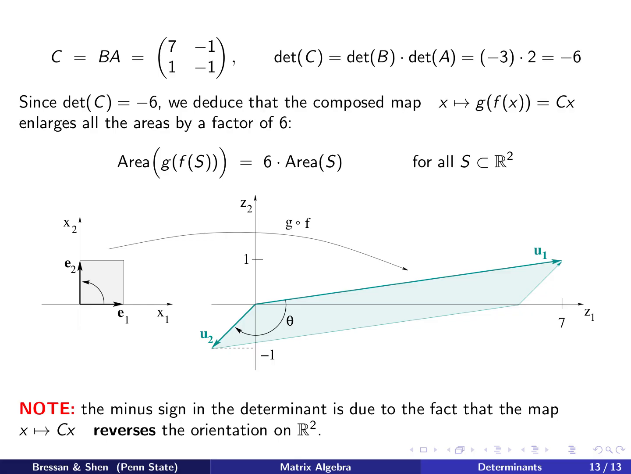Okay, so again, a note on the minus sign in the determinant. We know that it's caused by switching the orientation. So here again from E1 to E2 is counterclockwise, but then here from U1 to U2 is clockwise.